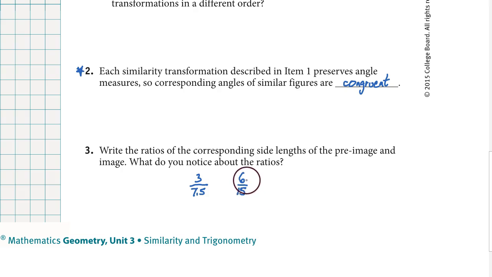That ratio is 6 to 15. Now what do we notice about the ratios? If we reduce both of these fractions, we'll get the same result. 3 out of 7.5 and 6 out of 15 both reduce to the same thing.